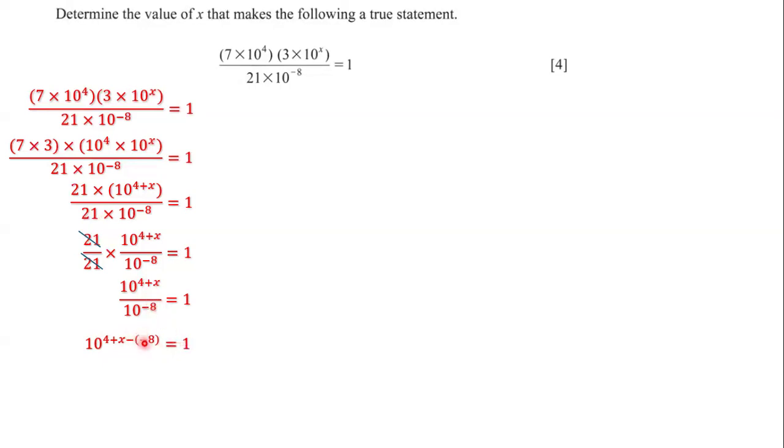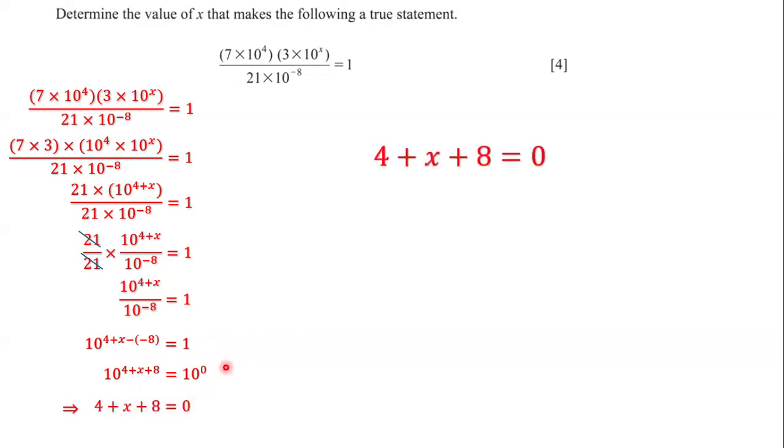Now, a negative times a negative is definitely a positive. So we have 4 plus x plus 8, because a negative times a negative is a positive. And now we take 1 and we express 1 as 10 to the power of 0, because 10 to the power of 0 is definitely 1. Now, if we have the same base, then that means that the powers are equal. So if we have the same base, and in this case we do have the same base, then that means that the powers or the exponents are equal. And so what does that mean? Well, that means that 4 plus x plus 8 must be equal to 0.